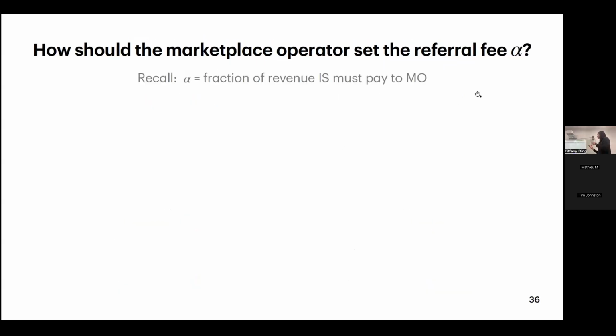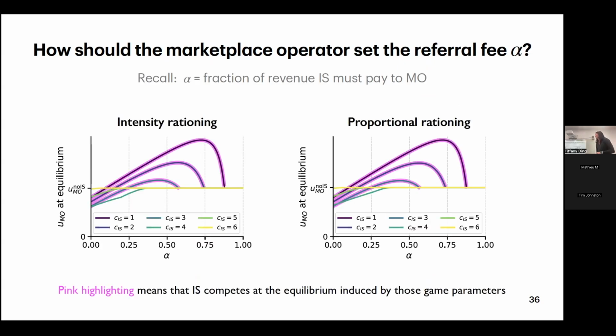Another practical question is, how should the marketplace operator set the referral fee that they charge to the independent sellers? So we can plot the equilibrium utility as a function of alpha and see where it's maximized. This yellow line here is the utility that the marketplace operator would achieve if the independent seller were not selling at all. So all the utility is just from the operator's own sales.